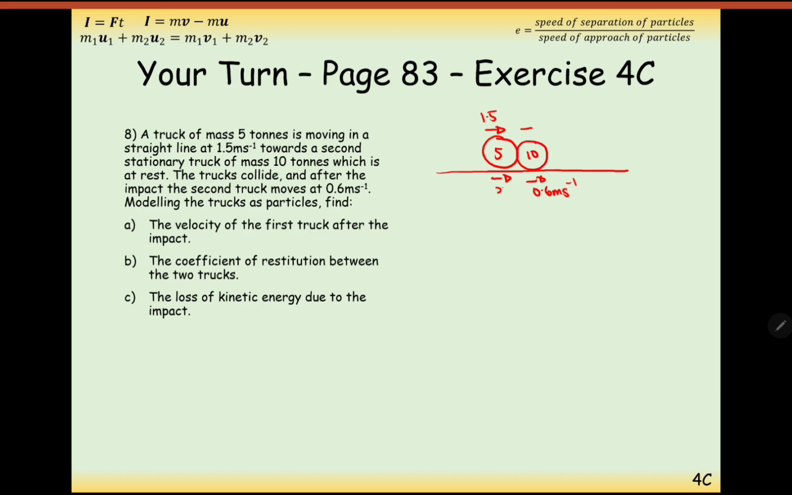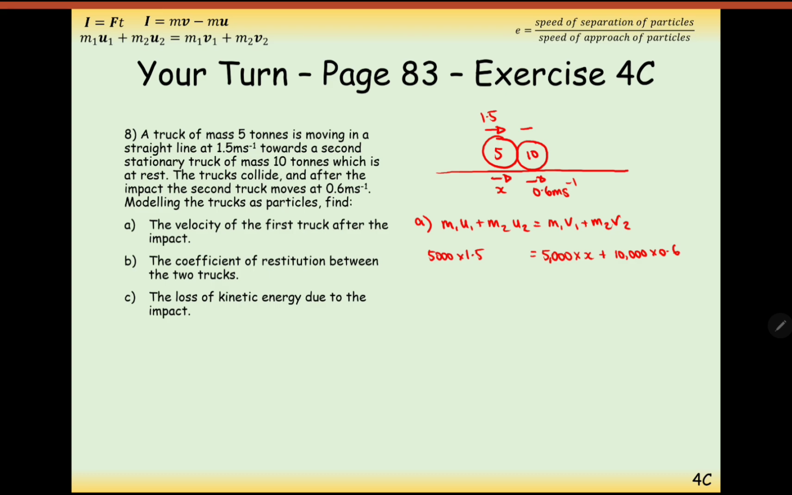Okay, so I'll put an x here. So we're going to use the conservation of momentum formula: m1u1 add m2u2 equals m1v1 add m2v2. So let's substitute the values in. 5,000 times 1.5, add 0 because it's 0 velocity, equals 5,000 times x, add 10,000 times 0.6. It's all positive because it's all going in the right hand direction.